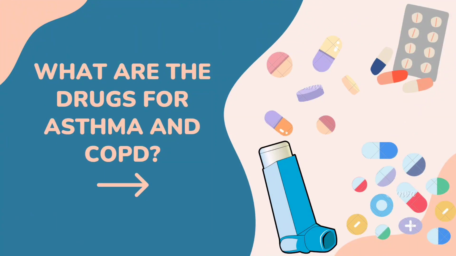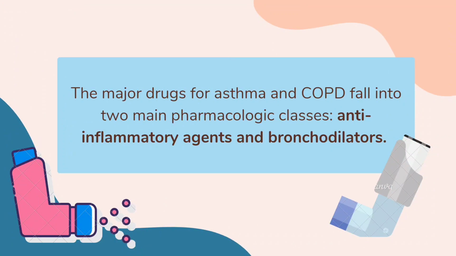What are the drugs for asthma and COPD? The major drugs for asthma and COPD fall into two main pharmacologic classes: the anti-inflammatory agents and bronchodilators. The principal of anti-inflammatory drugs are the glucocorticoids. The principal of bronchodilators are the beta-2 agonists.